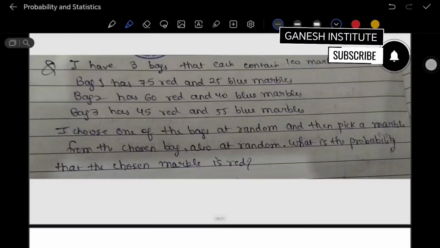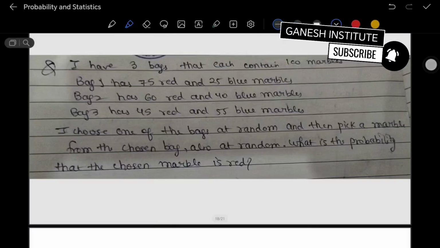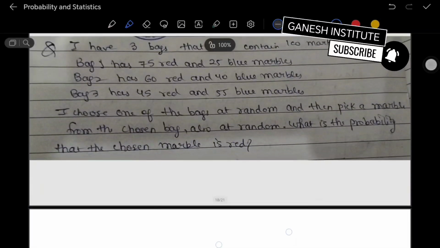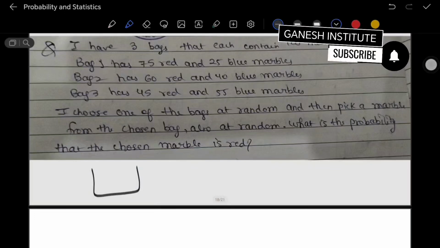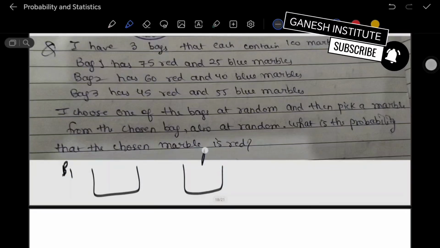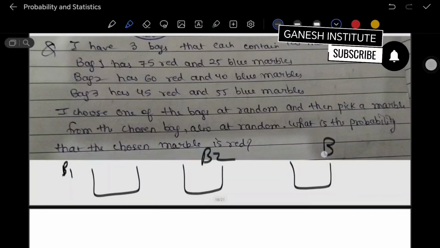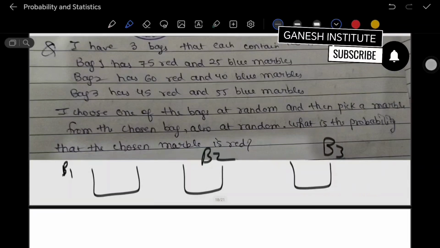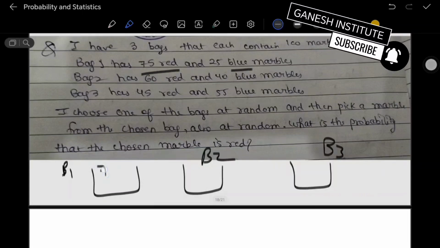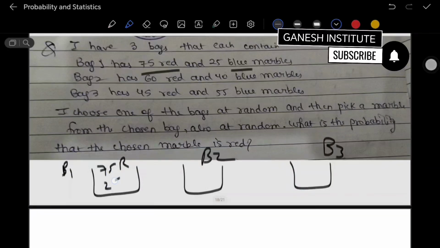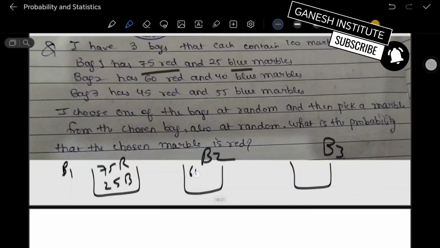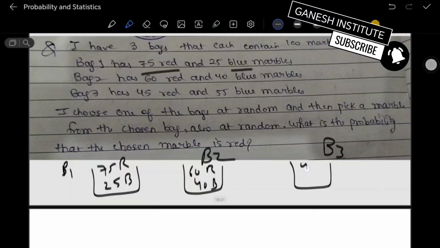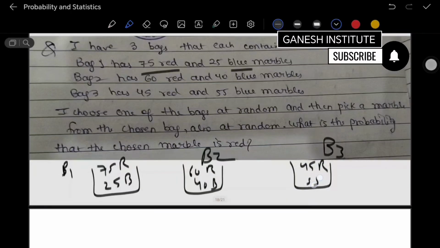I have 3 bags and each contains 100 marbles. So we have 3 bags. Let's say this is my B1, this is B2, this is B3. Each one of them is carrying 100 marbles, and the classification is such that bag 1 has 75 red, 25 blue. In bag 2 we have 60 red, 40 blue. In bag 3, we have 45 red, 55 blue, right?